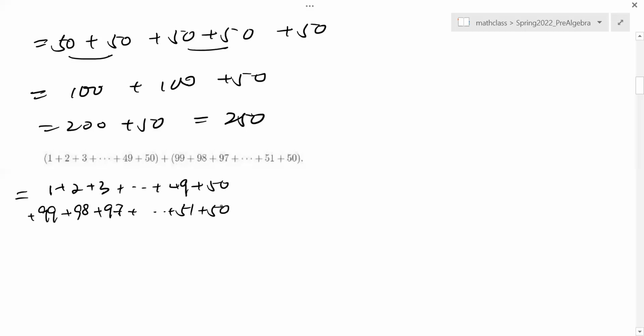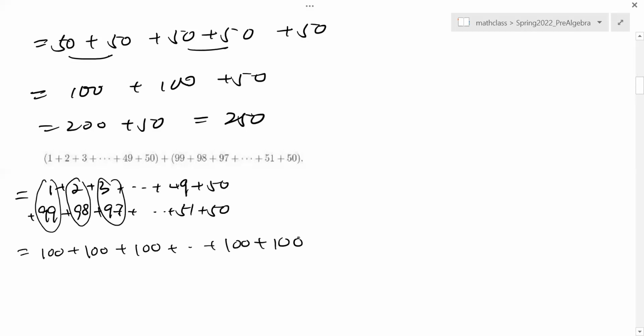Now I can regroup them. So 1 plus 99 is going to be 100. 2 plus 98 is 100. 3 plus 97 is 100. So every time you always get 100. So the question is how many 100s are there? Actually, there are 50 of them.